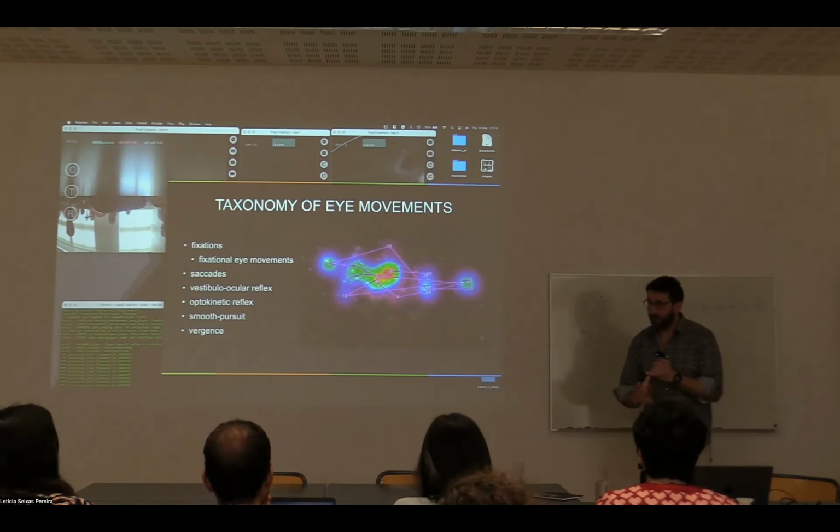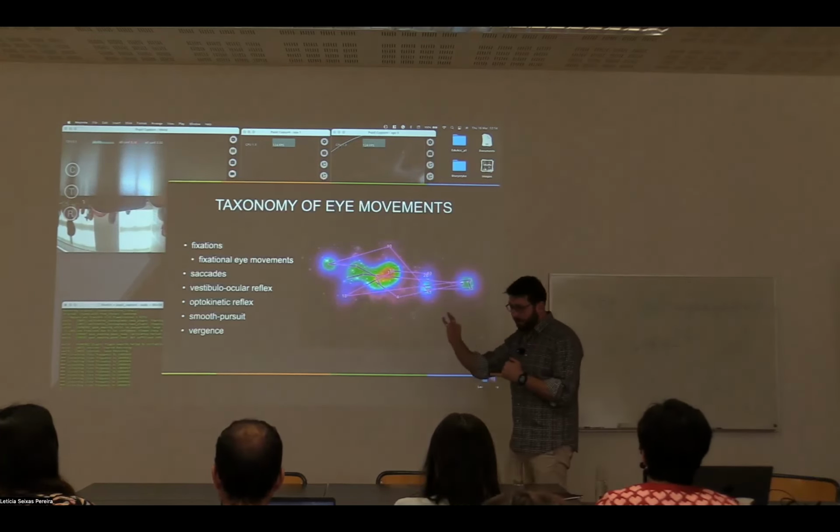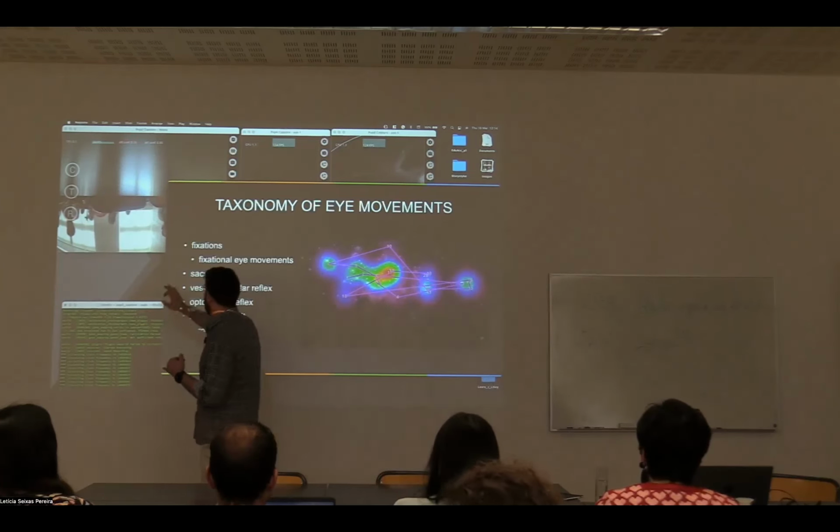And that's somehow clear. There are several different types of eye movements. Eyes never stop. Even if we fixate on a single point, it is a type of movement, and it's called fixations.